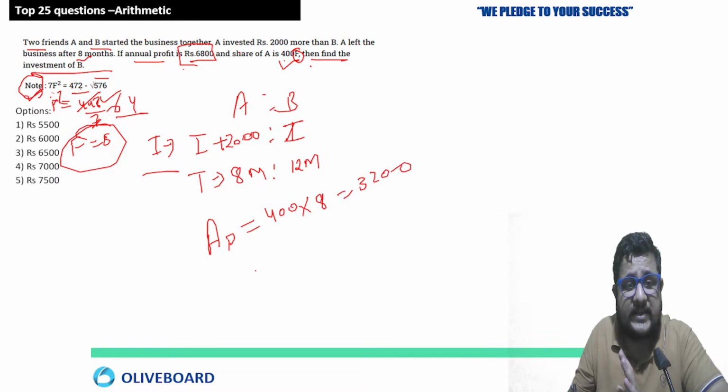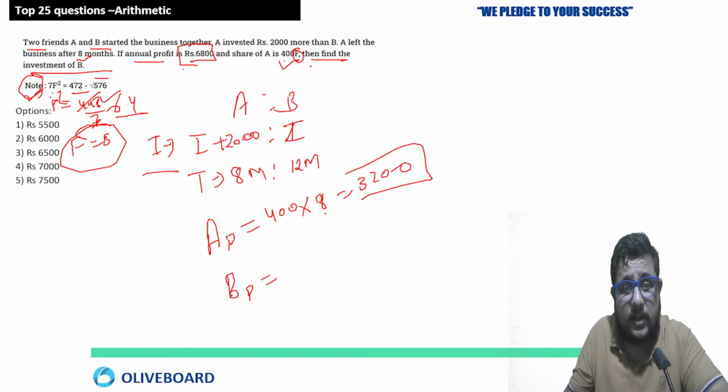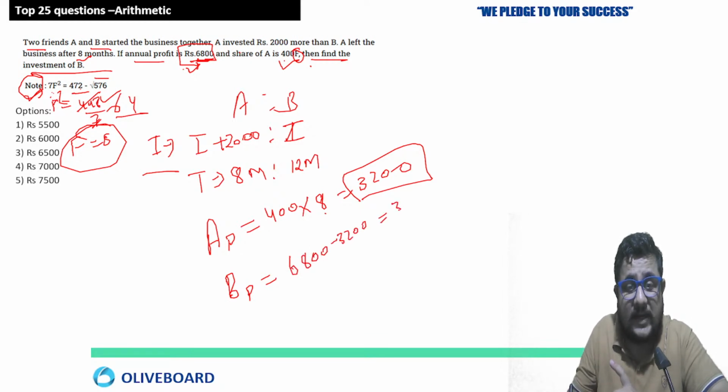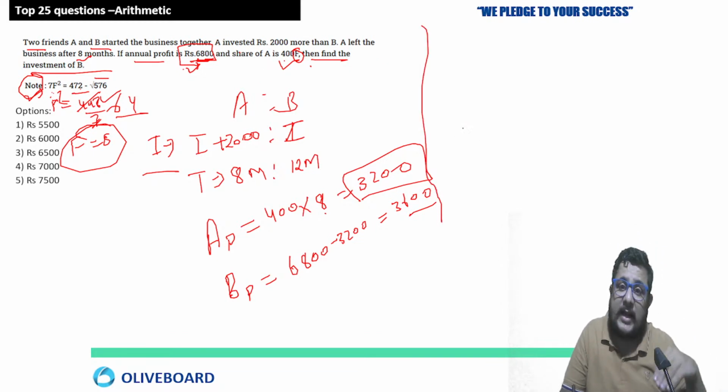So if A is getting 3200 as the profit, then B is going to get what? You can subtract from total profit. Total profit is given, 6800. So 6800 minus 3200, you will get 3600. Now what are they asking? Find the investment. So here is the different thing. Now they're asking the investment.